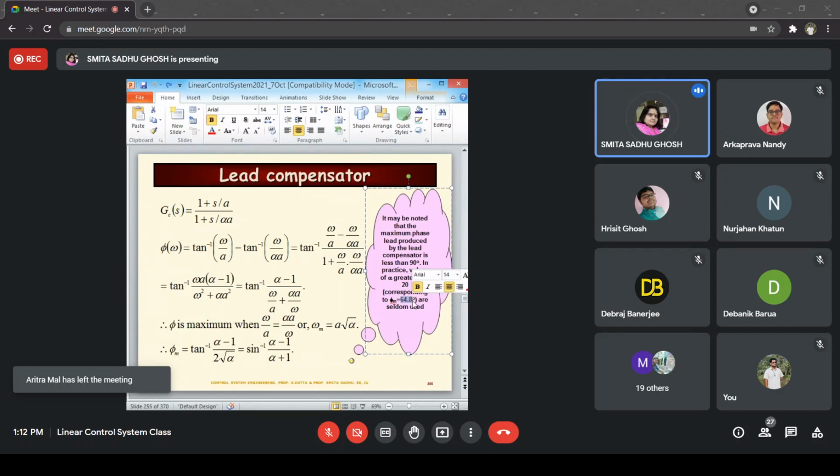But any phase lead greater than that cannot be obtained from a physically realizable lead compensator. So even if you are using a lead compensator, you cannot say, okay, I'll get 80 degrees of phase lead from my compensator. No, in such a case, maybe you would opt for two compensators or something, but not from a single compensator, which is likely to give you not more than 65 degrees of phase lead.